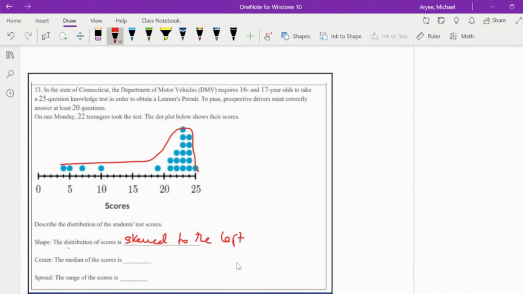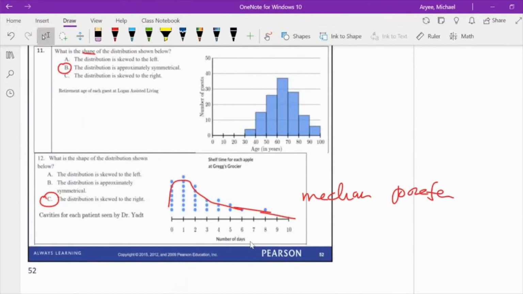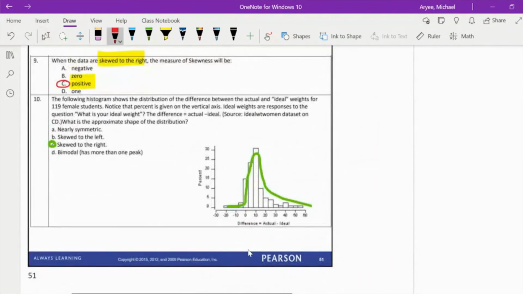The median, so here they wanted to calculate the median, right? And note that because this is skewed, the preferred measure is the median. Over here, median preferred, but over here mean preferred because it looks symmetrical. All right, so over here median preferred because it's skewed.